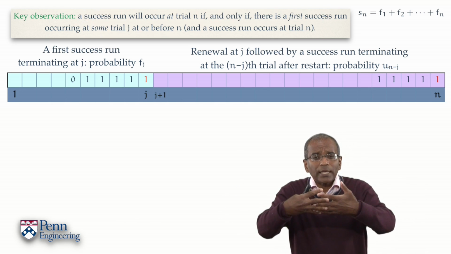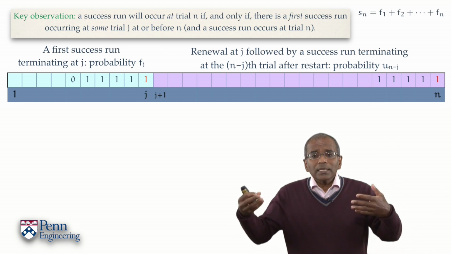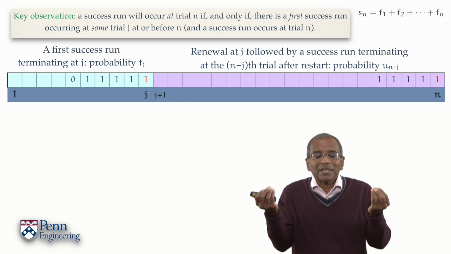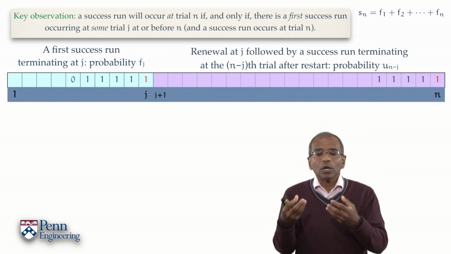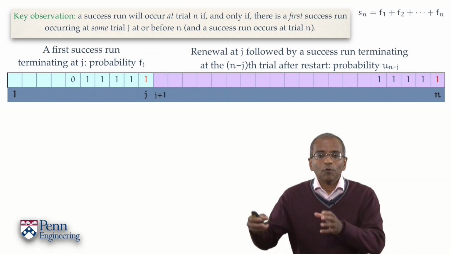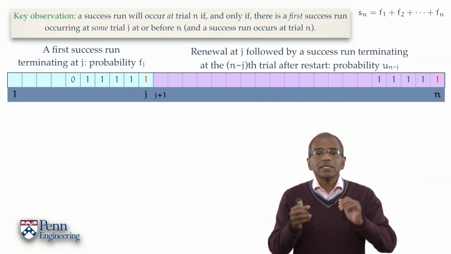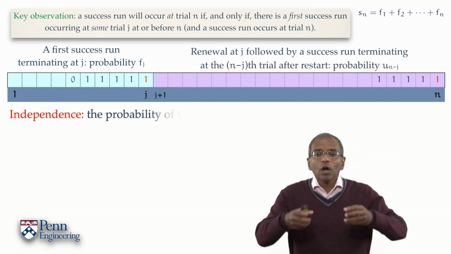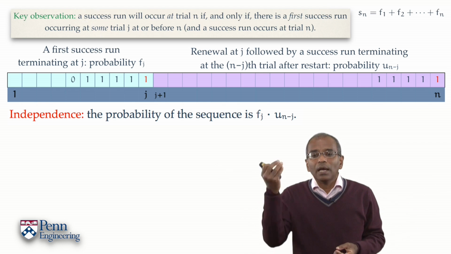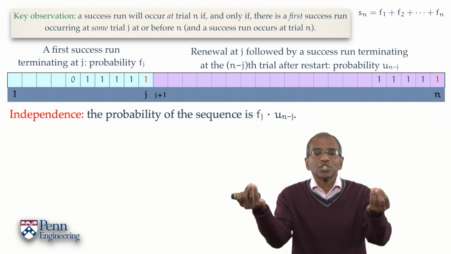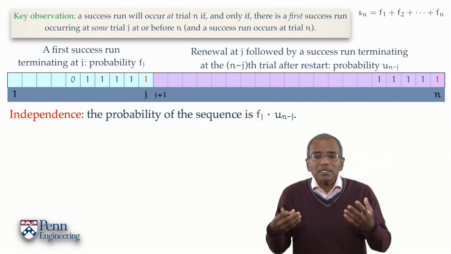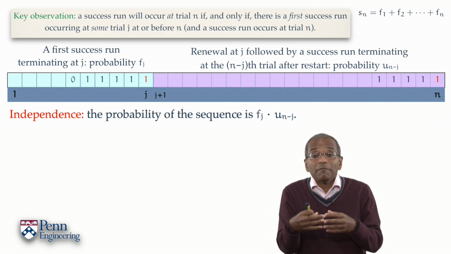Now let's stitch both pieces together. The key is that the pieces correspond to disjoint trials, and we recall the basic principle of independence. Events devolving upon non-overlapping trials must be manifestly independent. And therefore, the occurrence of the first event is independent of the occurrence of the second event, and the probability of that entire sequence is just a multiplication of probabilities, f_j times u_{n-j}. Notice how elegantly and simply independence and product measure have finessed what could have been a very difficult calculation.